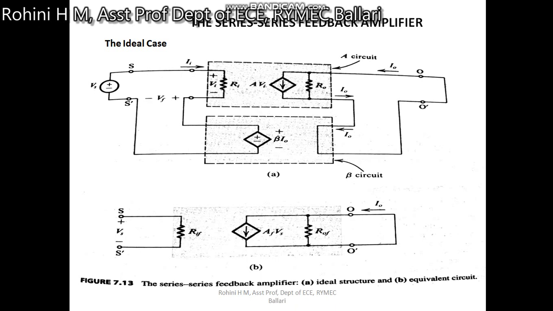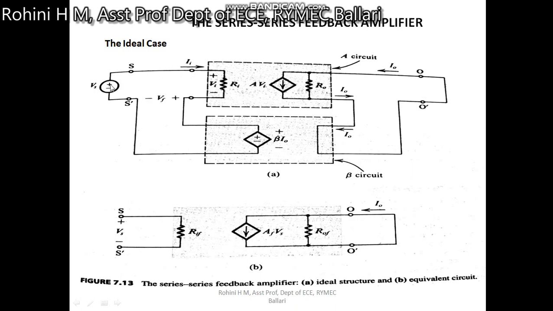Dear students, after studying the series shunt feedback amplifier, now we'll study the series feedback amplifier. So this is the circuit diagram of the series feedback amplifier. As you can see, this is a feedback block and this is the gain block. Here the feedback network at the input side is connected in series. At the output side of the amplifier, the feedback network is also connected in series. So both at the input and output side it is connected in series, hence the name series feedback amplifier.